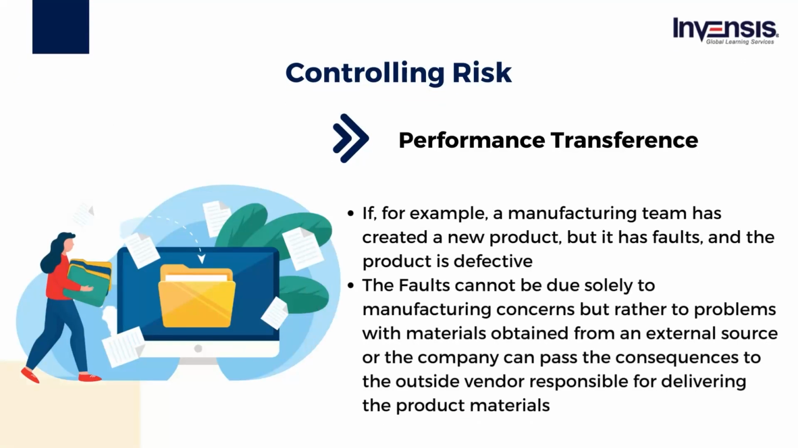First is performance transference. If, for example, a manufacturing team has created a new product, but it is faulty and the product is defective, the faults cannot be due solely to manufacturing concerns but rather to problems with materials obtained from an external source. The company can pass the consequences to the outside vendor responsible for delivering the product materials by demanding the vendor cover the expenses associated with product faults.